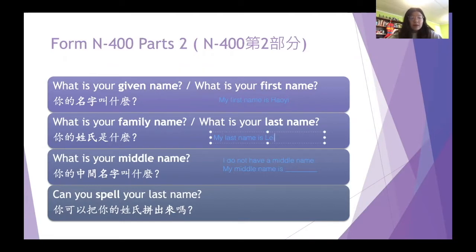好，下一个问题。What is your middle name? 你的中间名字叫什么？Middle name 是中间名字。可以说 I do not have a middle name. 就是我没有中间名字。或者要是有的话就答 My middle name is.